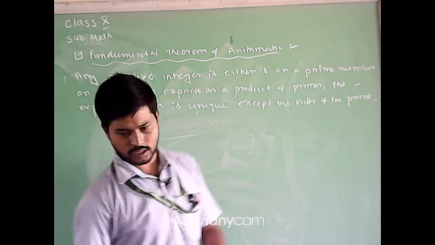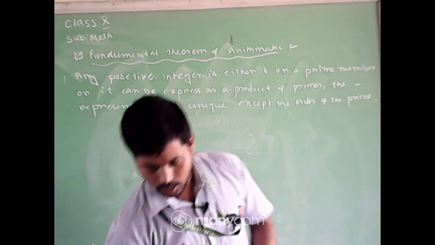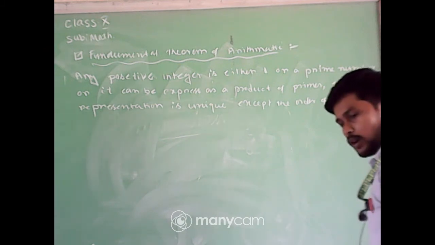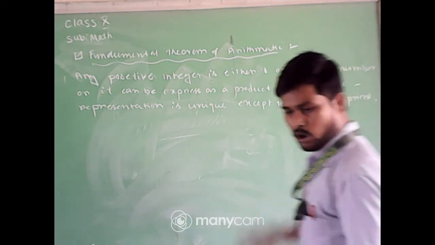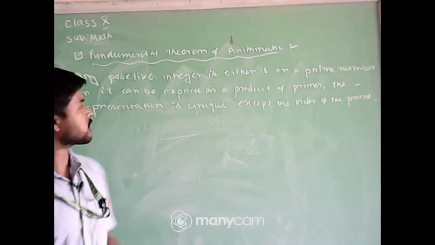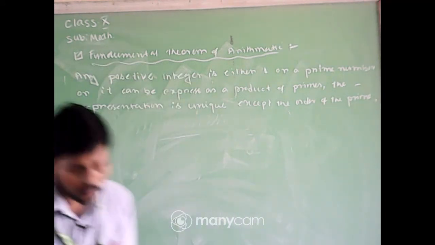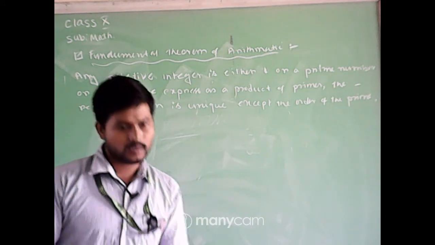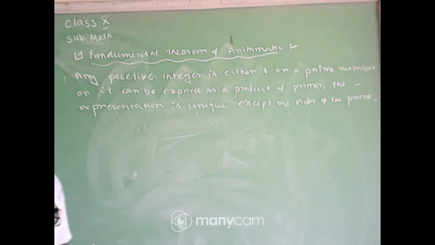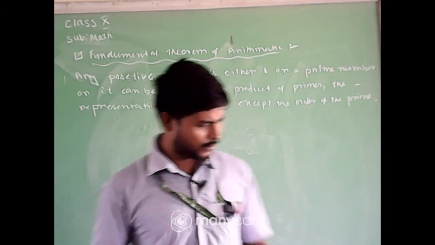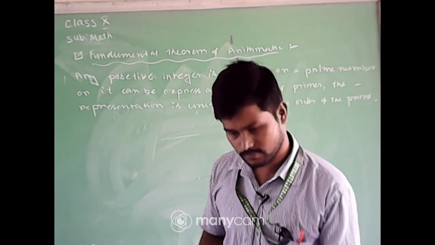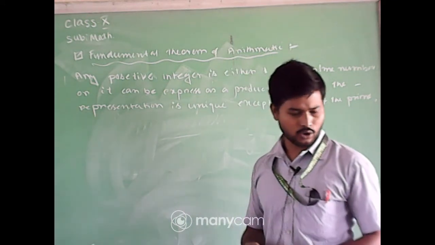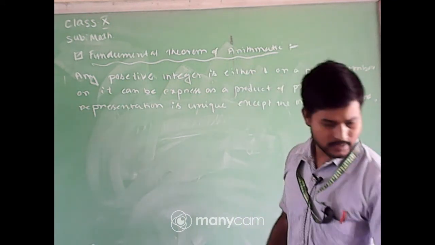Whatever positive integer you choose, it will be either 1 or a prime number, or it can be expressed as a product of prime numbers. So the board is somewhat hazy. Yes, write it if you want. Otherwise the definition is also given in your book, on page number 8. You can copy it from there.